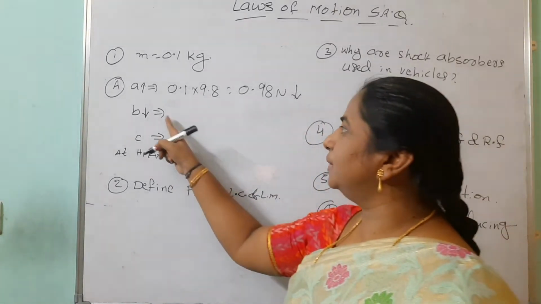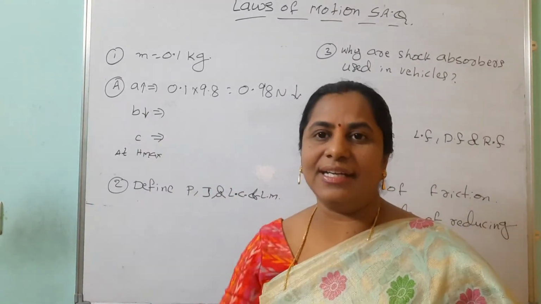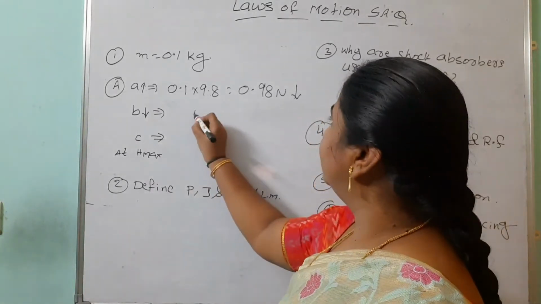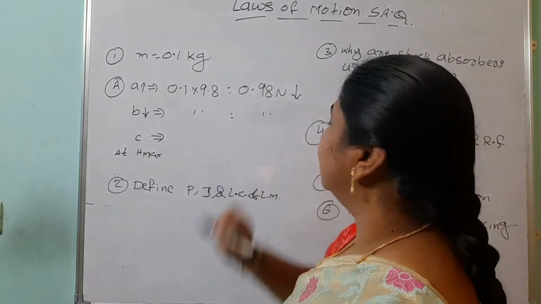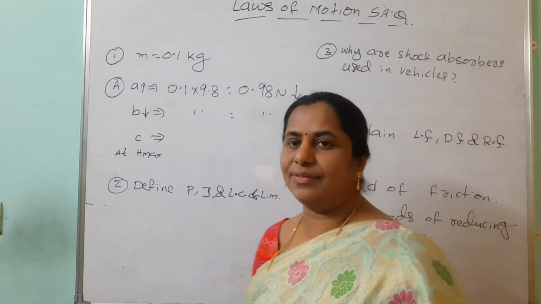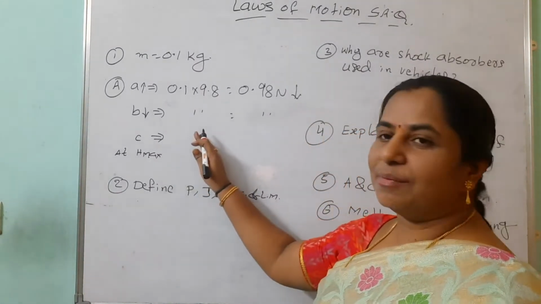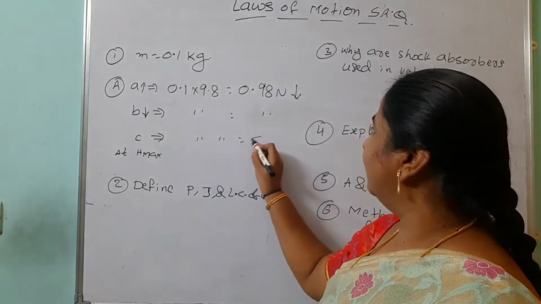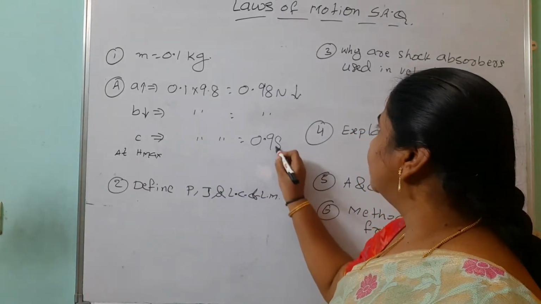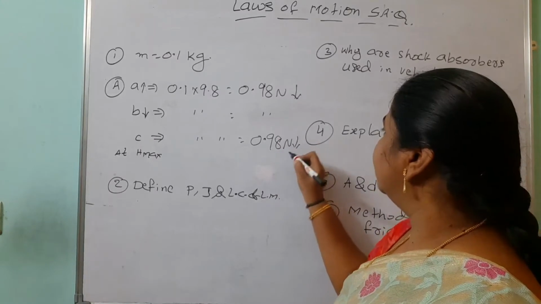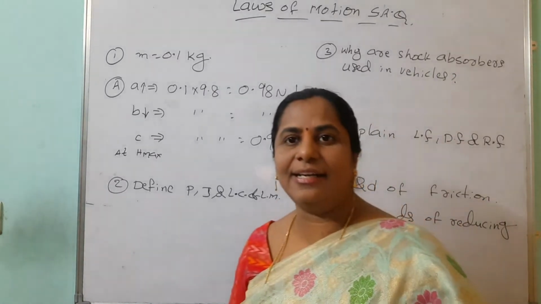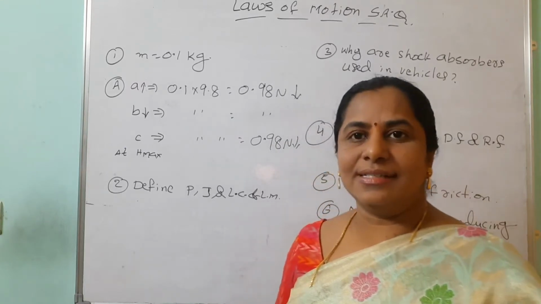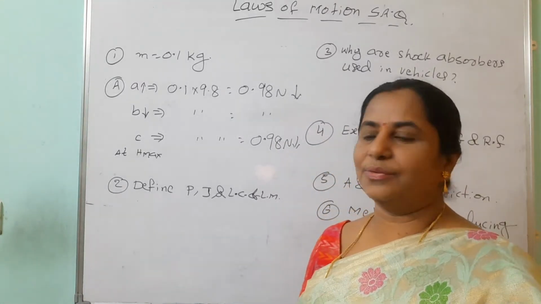When you go through B, it is coming vertically downwards. Even vertically downwards, the same magnitude is acting and the same direction, it is acting towards the center of the earth. Even at maximum height, we can observe the same answer, because always the weight of the body is acting towards the center of the earth. The magnitude is 0.98 newtons, and the direction is towards the center of the earth, you can say downwards also.